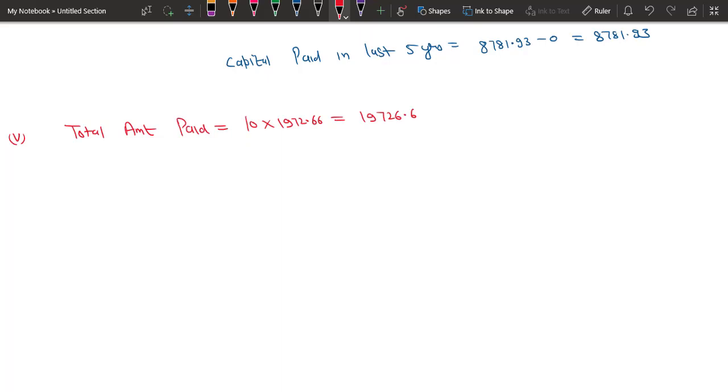Then we calculate the total amount of capital paid, and obviously total amount of capital is just the original capital that we borrowed, that is 16,000. So the difference, the extra amount that we are paying, is the interest part. So if we subtract this amount, we get 3726 as interest that is being paid in these 10 years.